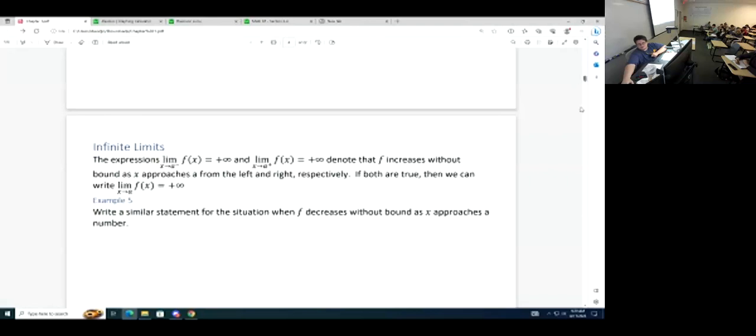I'm not going to do example number 5. The idea on example number 5 is you just change all the pluses to minuses. And you do as x approaches a from either side still. I'll show you graphically examples of both.